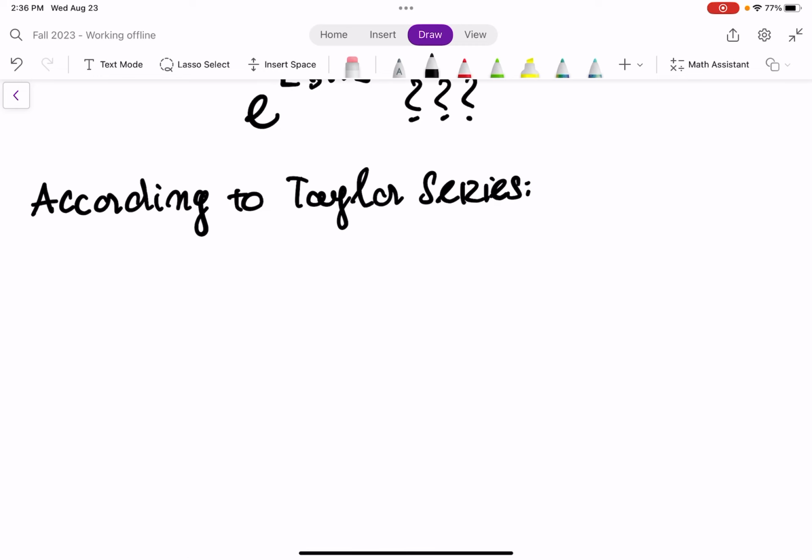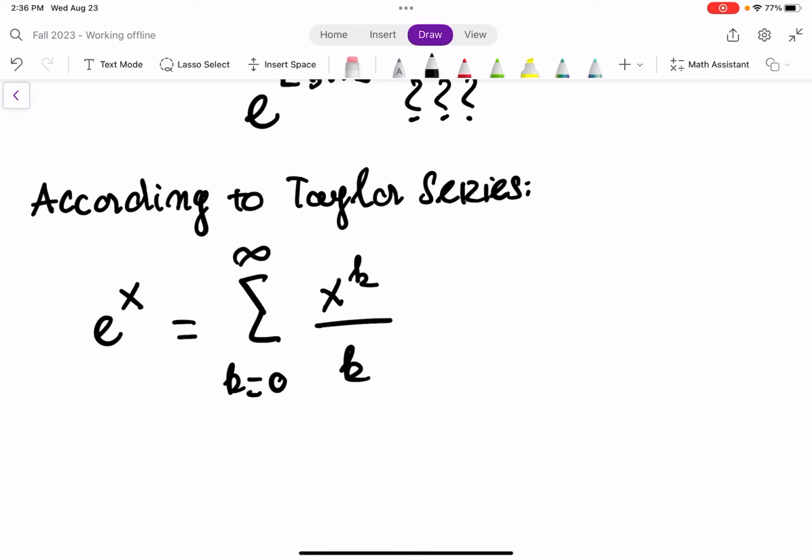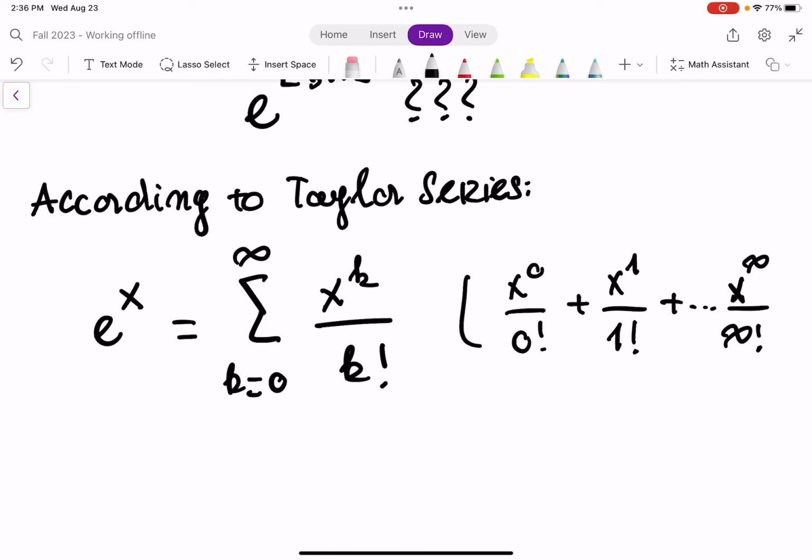if you recall, e to the power of x, in this case a number, is the summation of k equals 0 to 50 of x to the power of k over k factorial. What this term means is x to the power 0 over 0 factorial plus x to the power 1 over 1 factorial, plus all the way to x to the power 50 over 50 factorial. That's one decent way to visualize it.